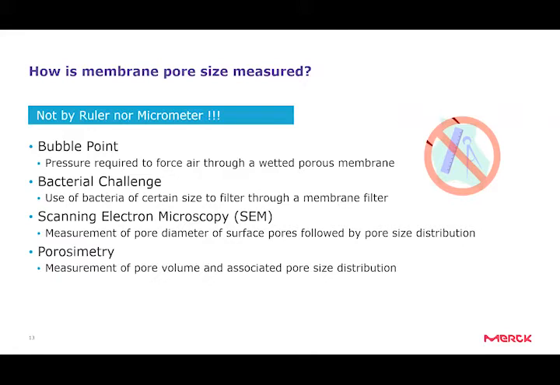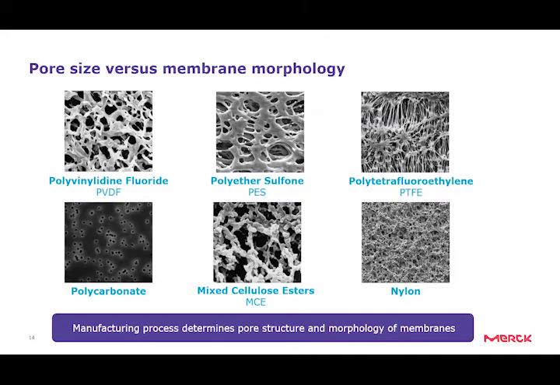The other commonly used test that some of you might be familiar with is the bacterial challenge, where certain sized bacteria are allowed to filter through a membrane, collecting the filtrate and analyzing it for presence of bacteria. This test is generally used when you're looking for sterilizing grade filters. In R&D, we also use scanning electron microscopy or porosimetry. For example, scanning electron microscopy shows the porosity and the pore structure or membrane morphology. And as you can clearly see, the different membranes that are shown here have very different pore structures.